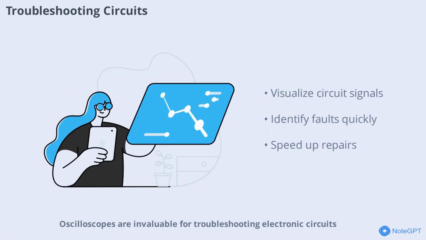Oscilloscopes are invaluable for troubleshooting electronic circuits. By visualizing signals at various points, you can quickly identify faults such as shorts, opens, or timing errors. This diagnostic power speeds up repairs and helps ensure your circuits function as intended.